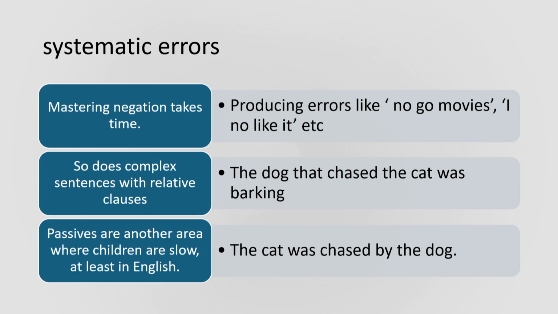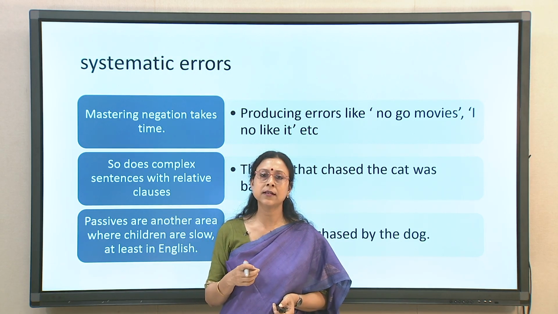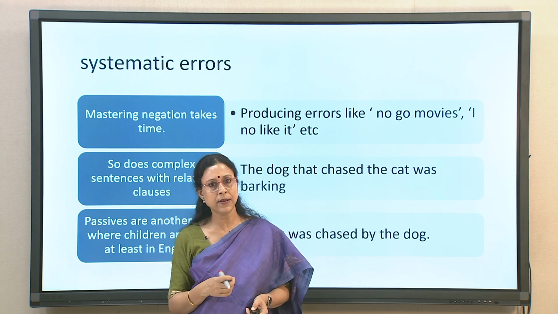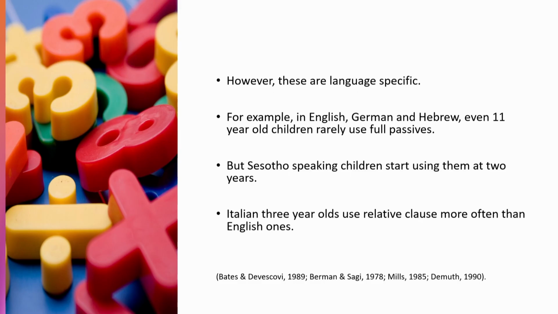Of course, there are language specific problems. An example will be "The cat was chased by the dog." This is a passive construction. In the English language especially, it has been seen that children take a little bit of time to master the passive structure. However, the mastery of these structures is language specific. Not all children from all languages exhibit the same kind of problems.